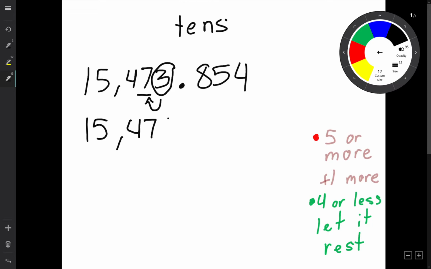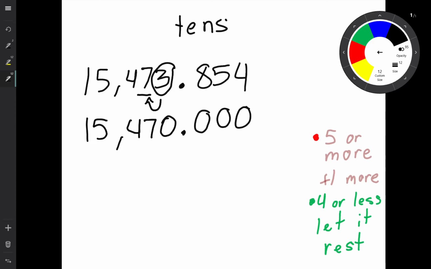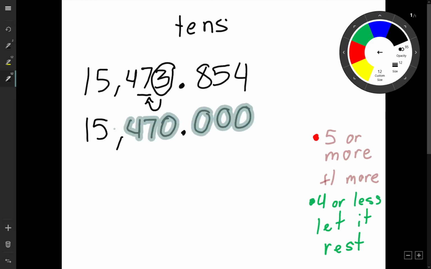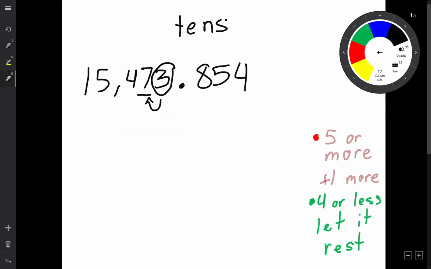15,470. The circle is there to remind me that it turns into a 0, and everything to the right turns into a 0. So this number, rounded to the nearest tens, becomes 15,470.